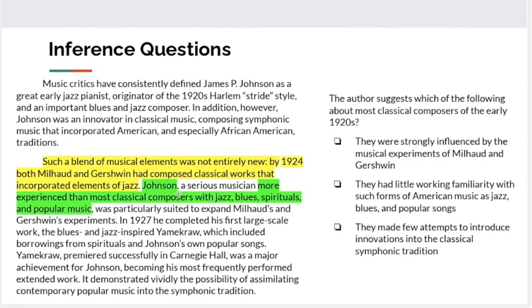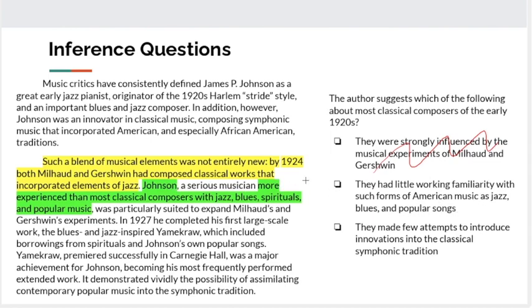Okay, so now we turn our attention to the answer choices. The first one, they were strongly influenced by the musical experiments of Milhaud and Gershwin. We don't see evidence of that. So that's one of those things that could be true, but that would be based on an assumption that we don't have any direct evidence for. The second choice, they had little working familiarity with such forms of American music as jazz, blues, and popular songs.